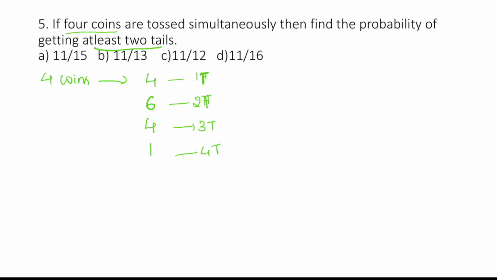Next, they are saying at least 2 tails should be there. So at least 2 means 1 we cannot have. So this 2 tails we can have, 3 tails we can have and 4 tails. So all these 3 outcomes are necessary for us. So it is 6 plus 4 plus 1 is 11. So 11 are our required outcomes.